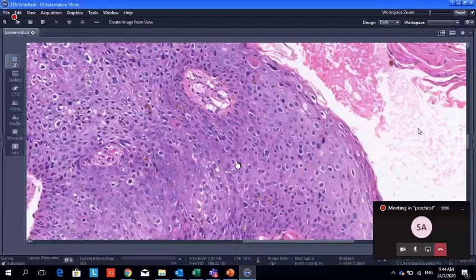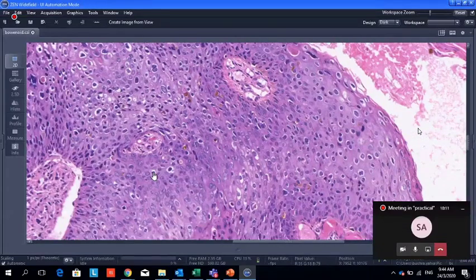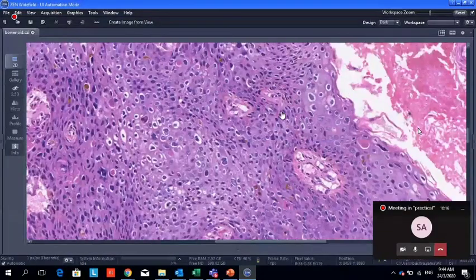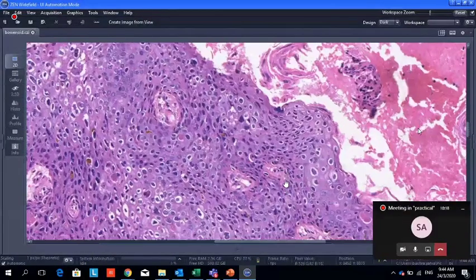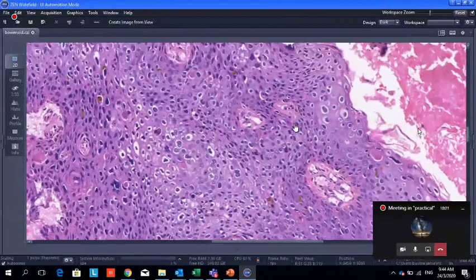Okay, what do you say? Is it mild or moderate or severe dysplasia? Severe. Why? Because it involves the full thickness of the epithelium, see, from the basal to the outer layer. So this is severe.